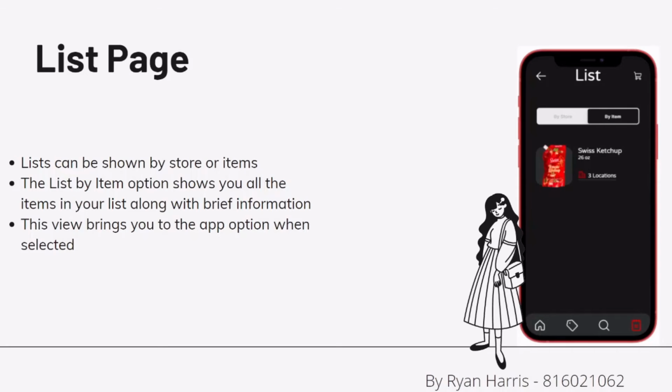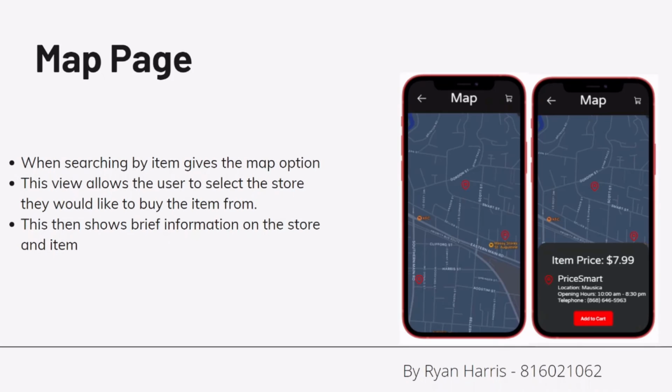Moving on, we'll talk about listing by item. Lists could be shown by items, and this shows the item along with its information and the number of locations that item can be found in. It then takes you to the map page, where you can choose which location you would like to buy the specific item from. It gives you the price of the item along with a bit of information on that store, such as the opening hours and the contact information.